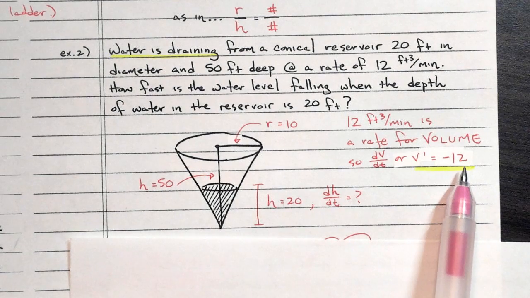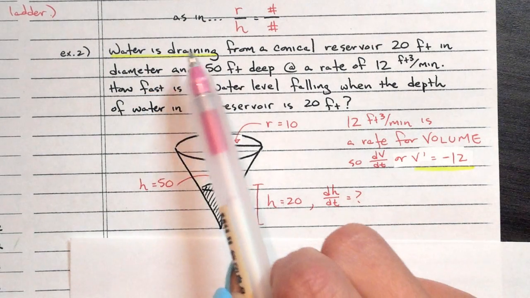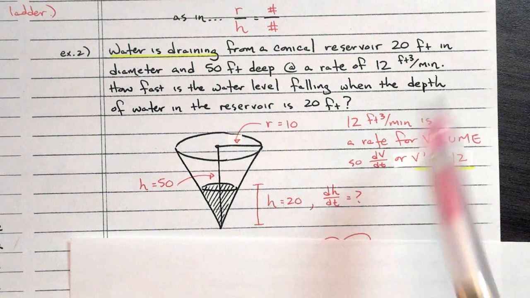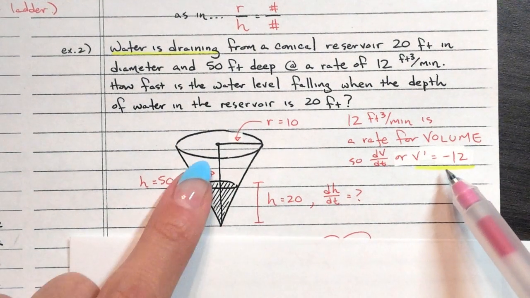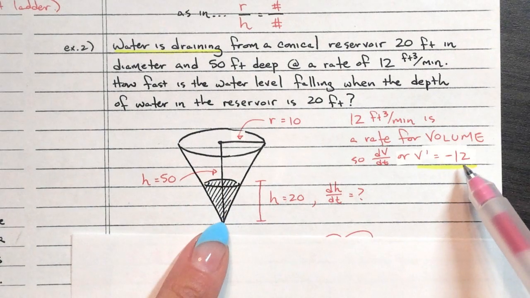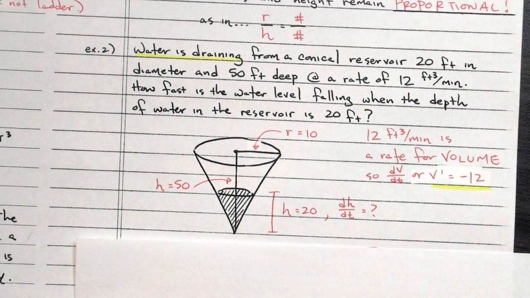Why is it negative 12? Because the water is draining at that rate. So really water's coming out at that rate. So the volume is changing and it's getting smaller. Negative 12 feet cubed per minute.